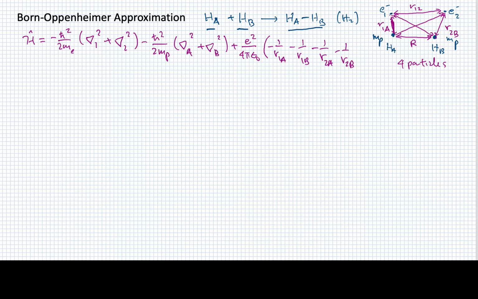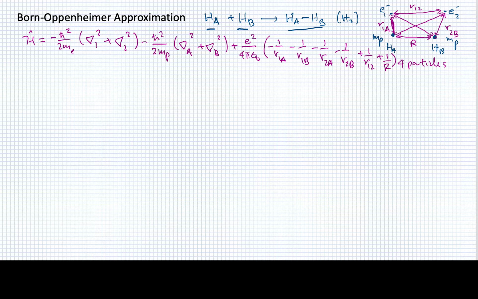But then I'm going to have two repulsive interactions. I have a repulsive interaction between the two electrons, so that has a positive sign, and I have a repulsive interaction between the two protons. I've run out of space here a little bit, but I hope you don't mind that I've crowded this in a little bit to get it all on one line.